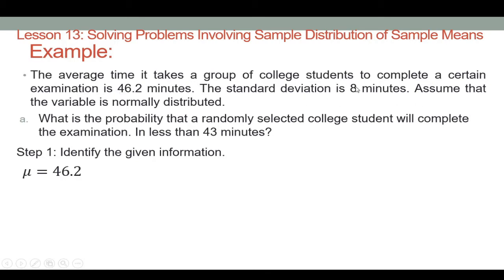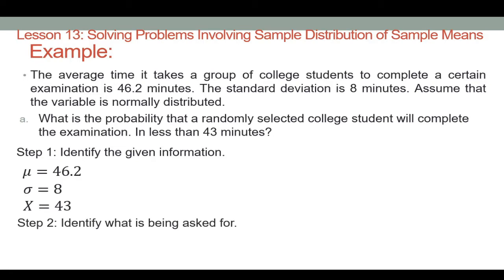Standard deviation, sir. Ilan? 8. Very good. Meron pa bang given? Parang meron pa, sir. Yung 43 minutes. Ano yung 43 minutes na yan? Iyan yung ating measurement or the x. Kuha? Meron pa ba? Wala na. So, nakuha na natin lahat ng given.